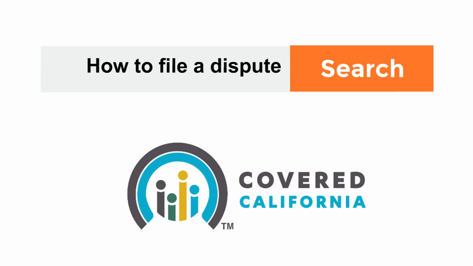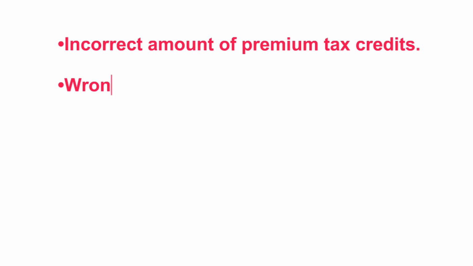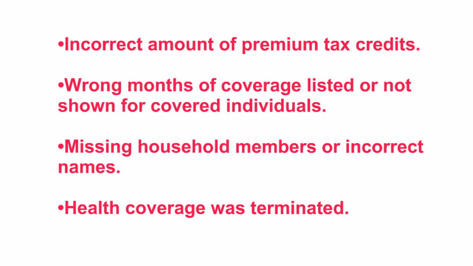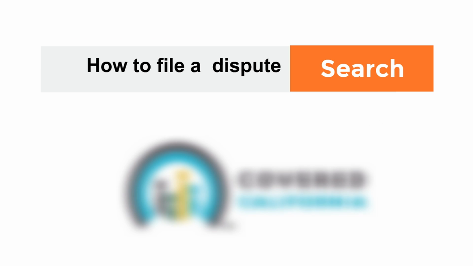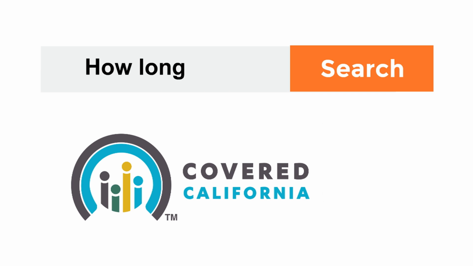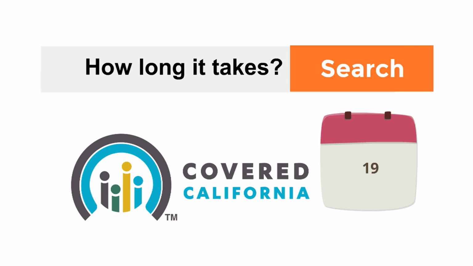So if you have an incorrect amount of premium tax credits, wrong months of coverage listed or not shown for covered individuals, if you have missing household members or incorrect names, if the health coverage was terminated, then definitely you might consider filing that dispute. So once you file the dispute, Covered California will respond to you within 60 days of the date of submission of the Form 1095A.